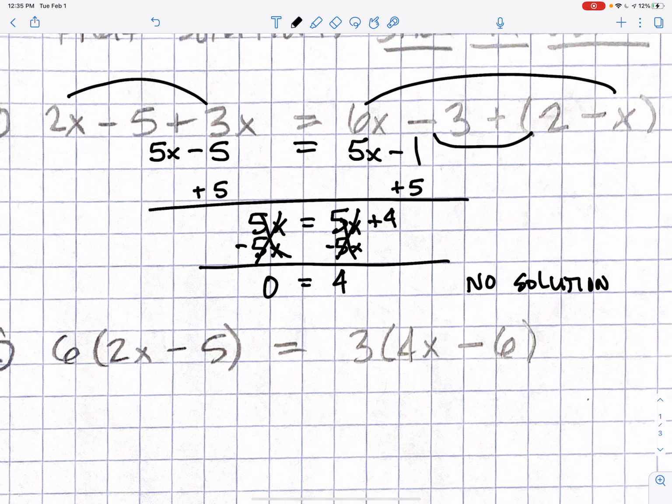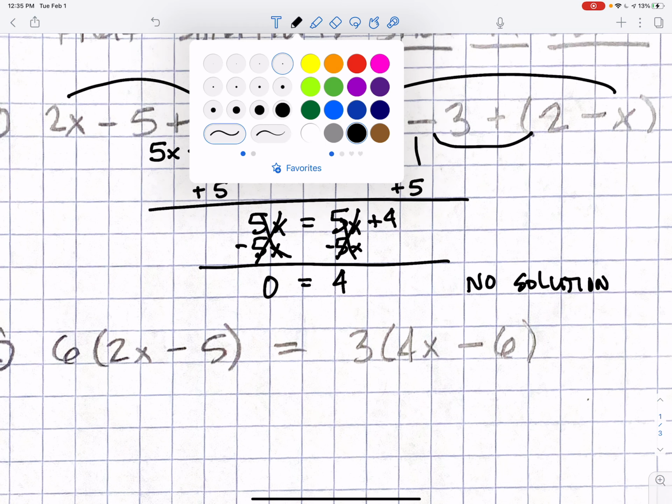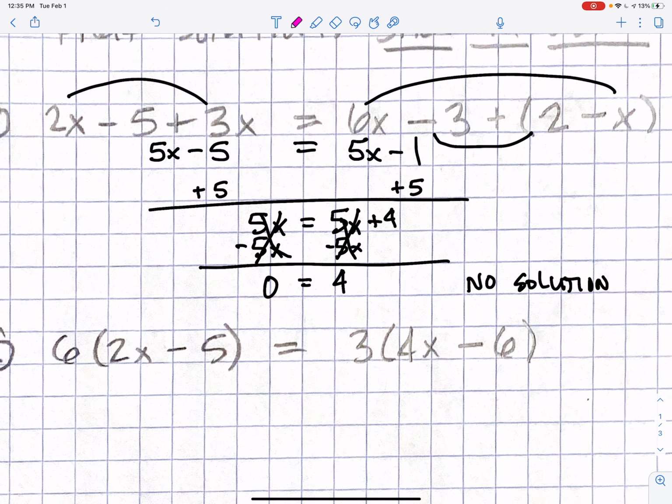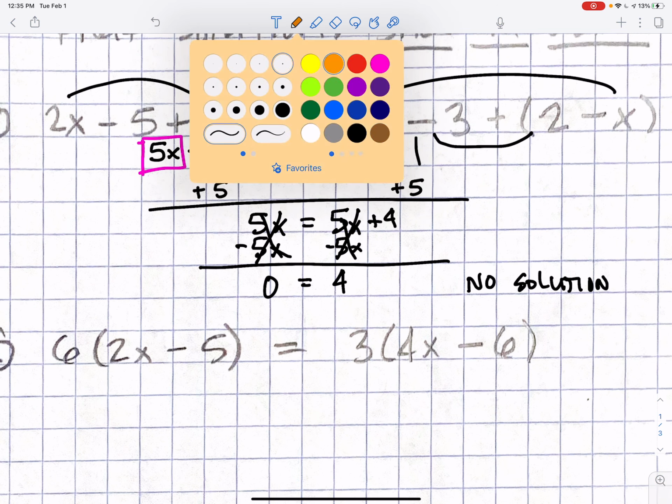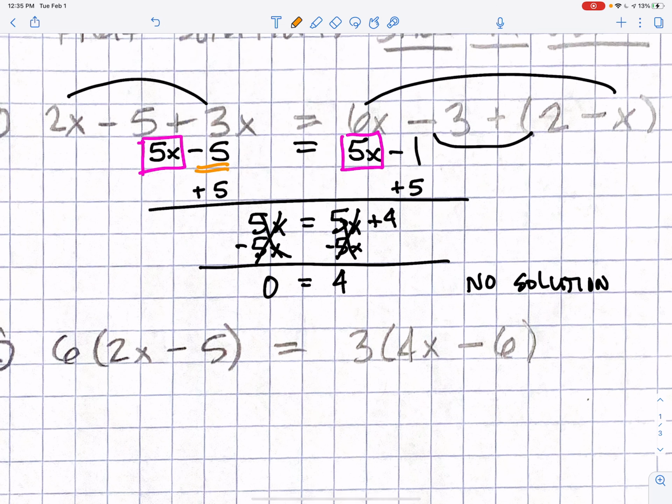But let's go back up to the top where I said we could figure this out right now. This is true in all equations. If the variable part is exactly the same on both sides of the equal sign, and the constant part is different, then you can just go straight to no solution.